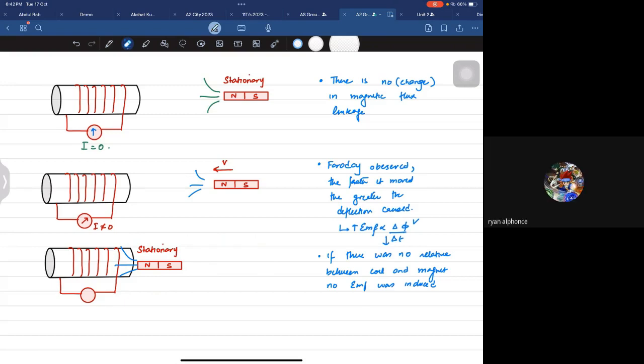So is there motion after relative in the third point? There's no motion, huh? Stationary, so there's no relative. Oh, okay, relative motion, yes.